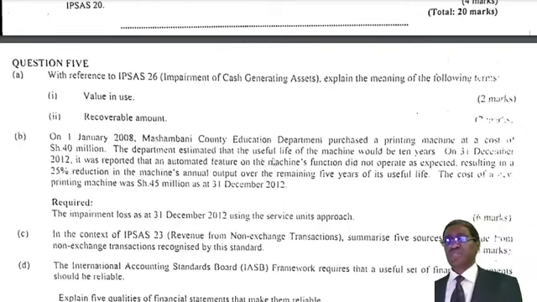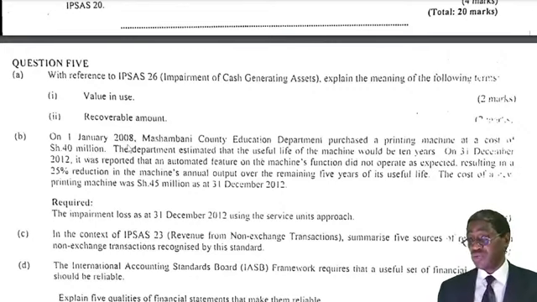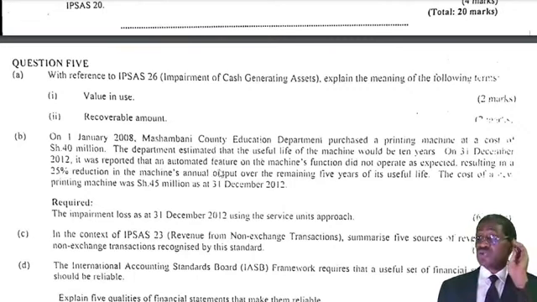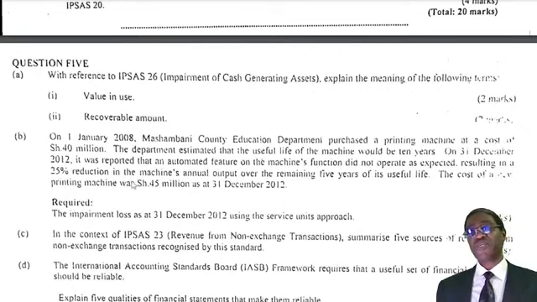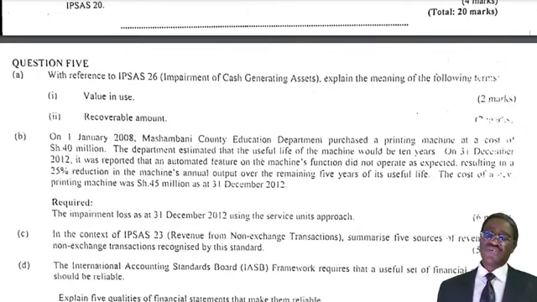Here is a machine costed as 40 million on 1st January 2008. The useful life is how many years? Second line, 10 years. What happened? On 31st December 2012, the printing machine had its feature not doing as expected, and therefore it resulted in a 25% reduction in the machine's annual output over the remaining 5 years. The cost of a new printing machine is 45 million. Good. Let's do that one now.